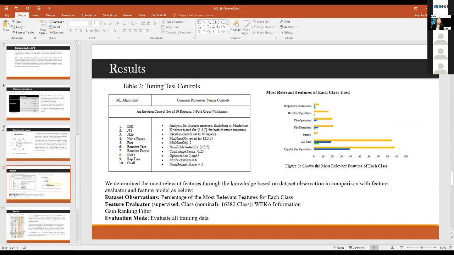Moving to our results, that was the test control as portrayed in table 2. We used the tuning test control, and we determined the most relevant features through knowledge based on the data observation. We used the feature evaluator as the gain ratio ranking filter, and the evaluation mode was evaluating on all training data set. We obtained the most relevant features of each class, depicted in figure 3.